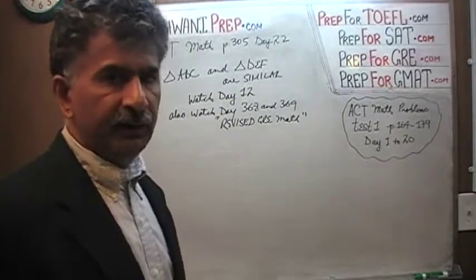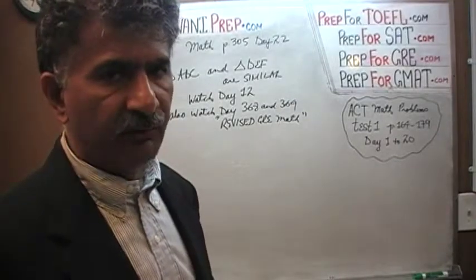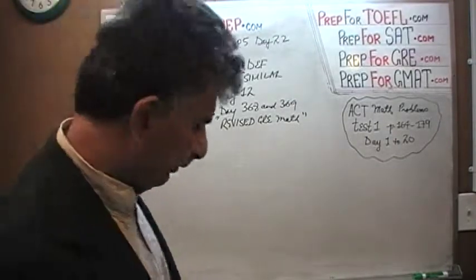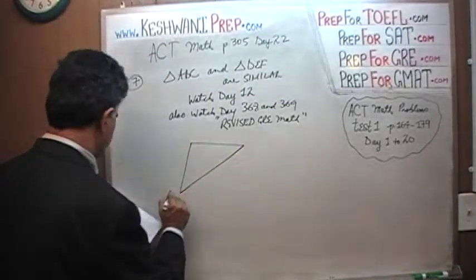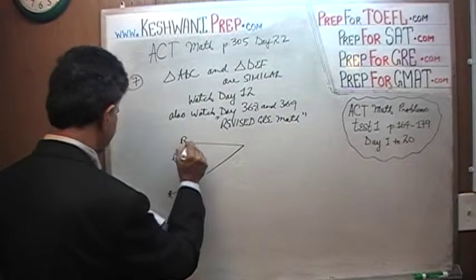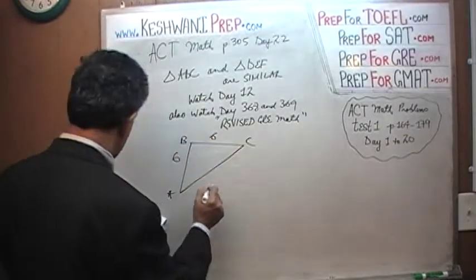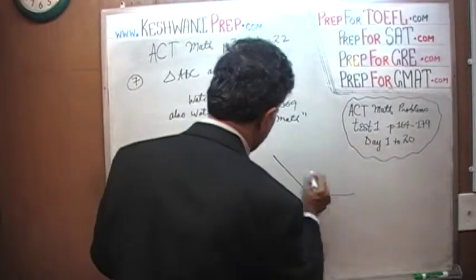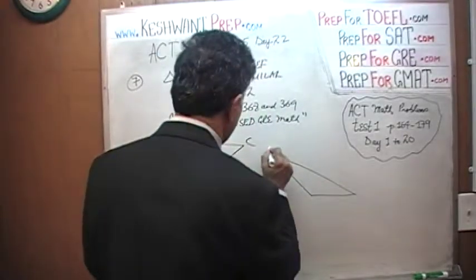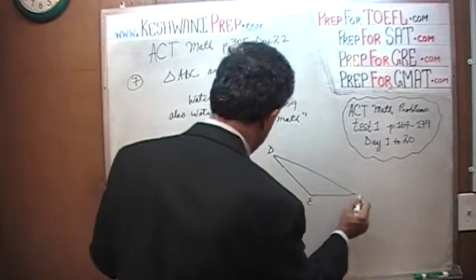What does it mean for triangles to be similar? It simply means that the sizes of the two triangles are proportional. For example, we are told that AB is 6, BC is 6, and AC is 10. And then we are given another triangle that looks something like this, DEF.